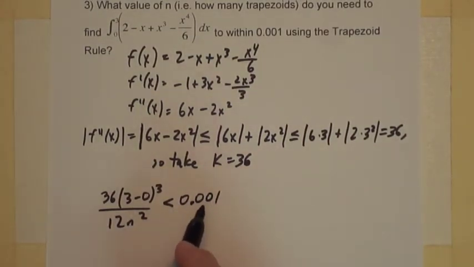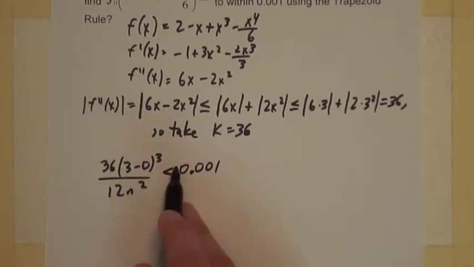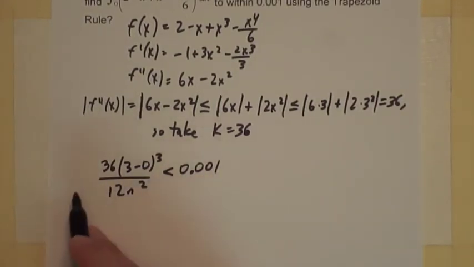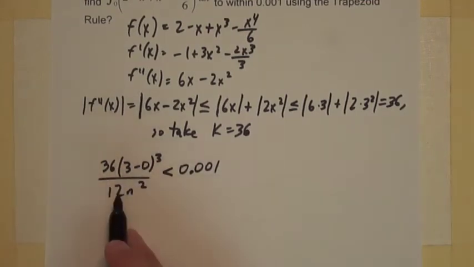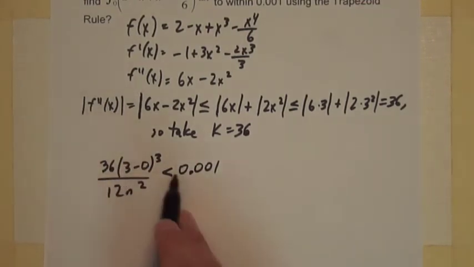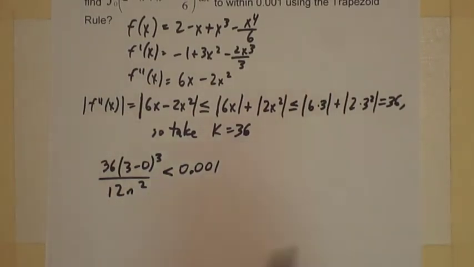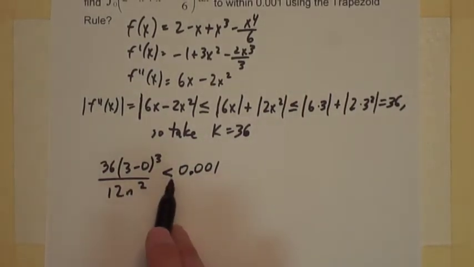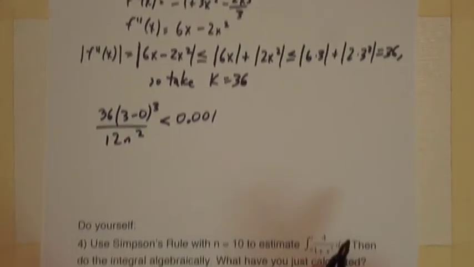Many people, again, want to put this 0.001 on the left side. But in fact, if you think about it, this is what makes sense. The error is less than 0.001, not 0.001 is less than the error. That doesn't make sense. We don't want the error to be greater than 0.001. We want it to be less than 0.001. So be careful about where you put the inequality sign here. This is the correct way to do it.